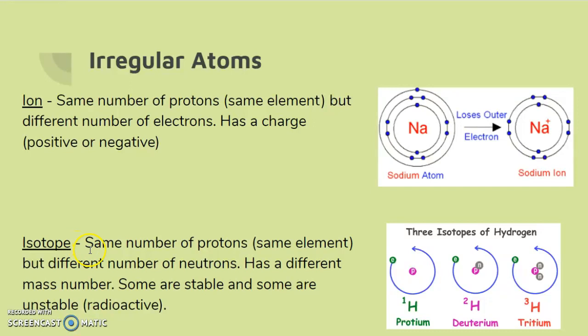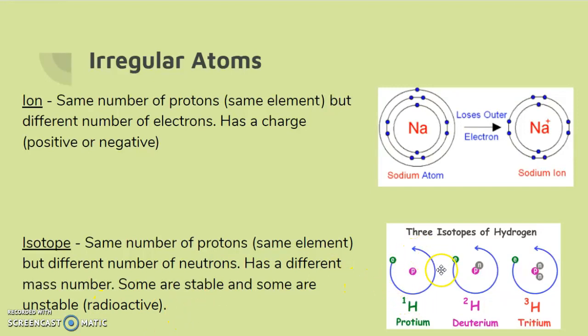An isotope is an atom that has the same number of protons, so it's still the same element because its identity has not changed, but you could have a different number of neutrons. So it would have a different mass. And some isotopes are stable and other isotopes are unstable, which is where we get radioactive elements. Okay, so look over here.